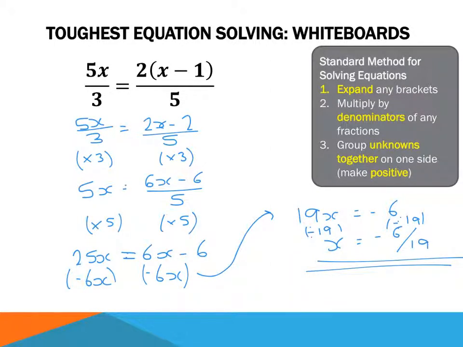There we are with the solution for the final equation, noticing that you need to times by both denominators, but the order in which you do that isn't a problem. You could have times by 5 first if you wanted to in step number 2. Grouping all our unknowns together on one side is step number 3 here, and then our final simplification to get minus 6 over 19. Leave this one up on the board just in case you'd like to copy it down, but if not, you can start moving on to the code breaking activity, which is next.